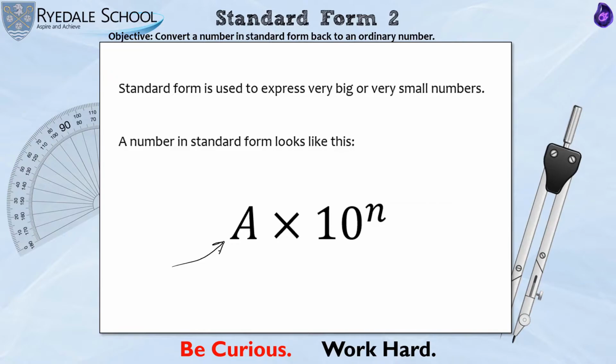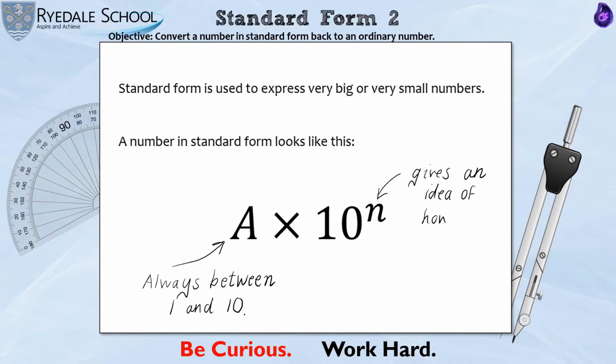So A is always between 1 and 10. If we're being really technical, it can be 1, it can't be 10. And this value of n just gives you an indication of how big your number is. So I'm just going to put gives an idea of how large the value is.